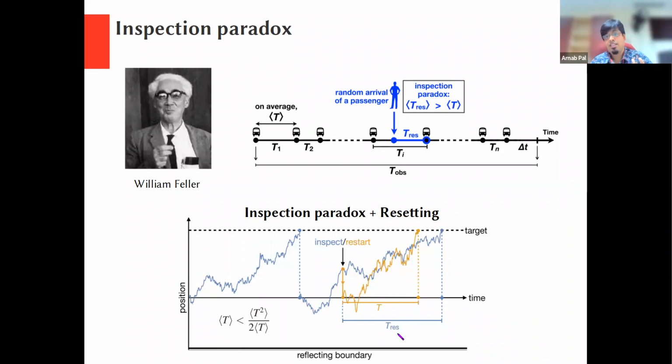On average, one can show by very simple mathematics that T residual average is given by T squared average by 2T average. There is a very simple derivation for this. I'm not going to show you that, but this is the expression. So now we know that resetting will be helpful when this T residual time has to be greater than the T average itself, because when you reset, the remaining time is just T. So this is the criterion you should be getting from here.